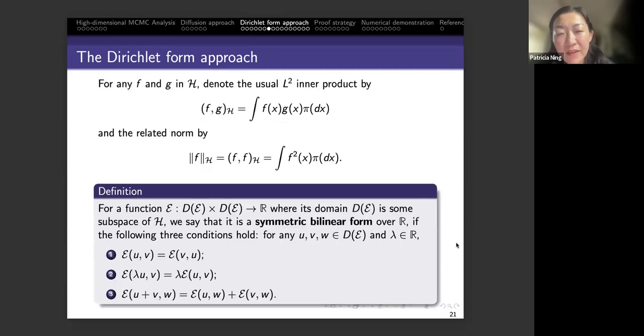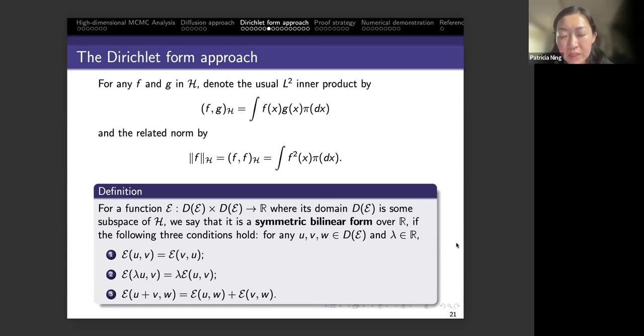And for the H_n and H, we also have to clearly define the inner product and the associated norm. Also, we use that a lot in the paper. Denote the Euclidean L2 inner product (f, g)_H, that's the integral of f(x) g(x) dπ(x). And the related norm is the H norm of f, which is just the inner product of (f, f) under H.